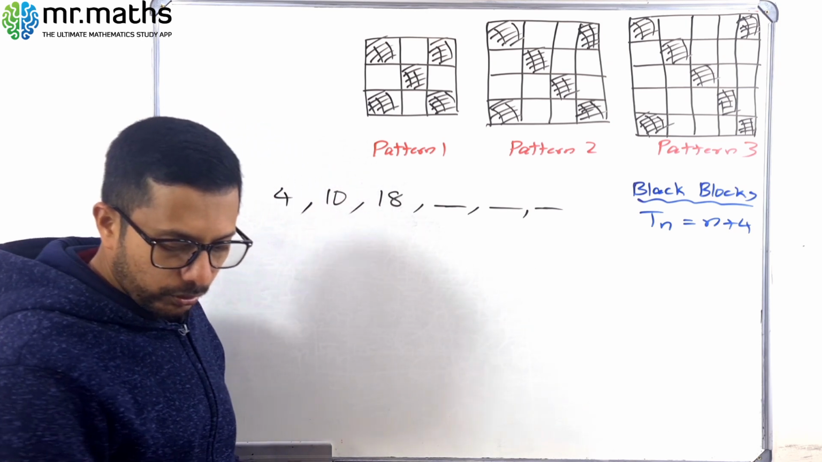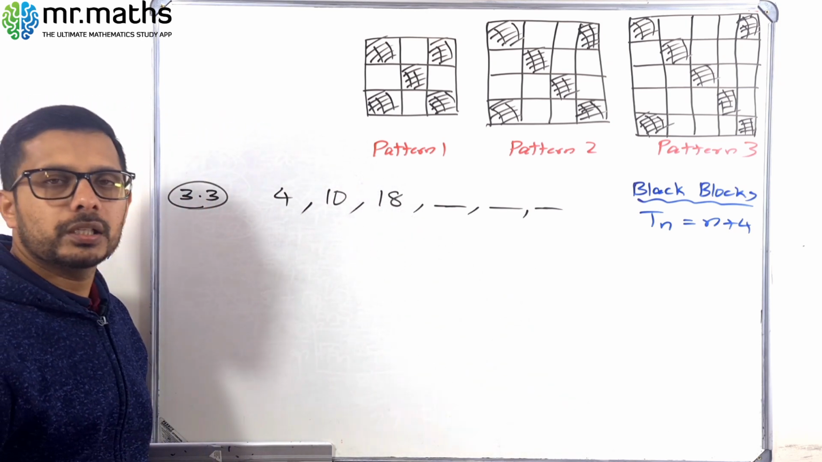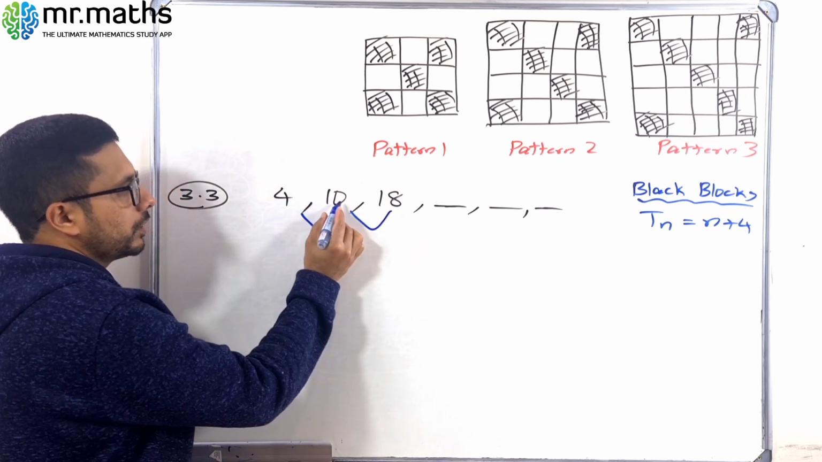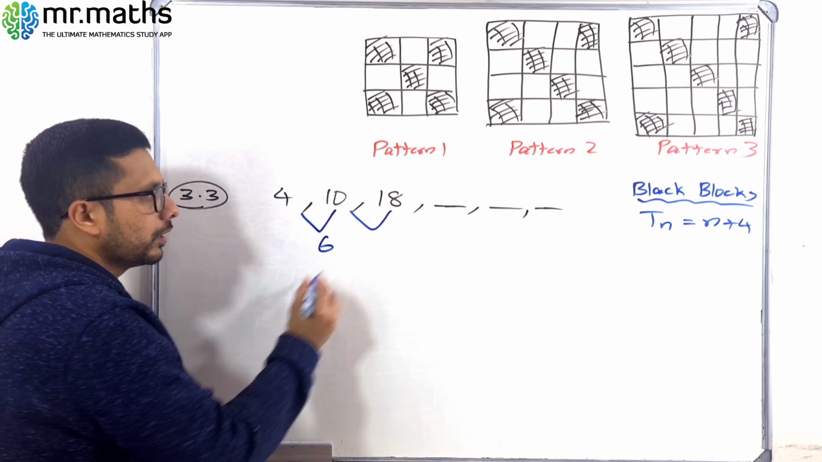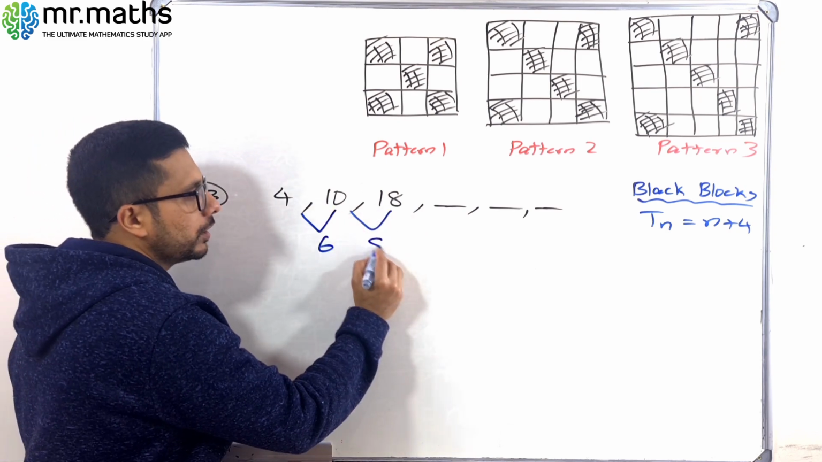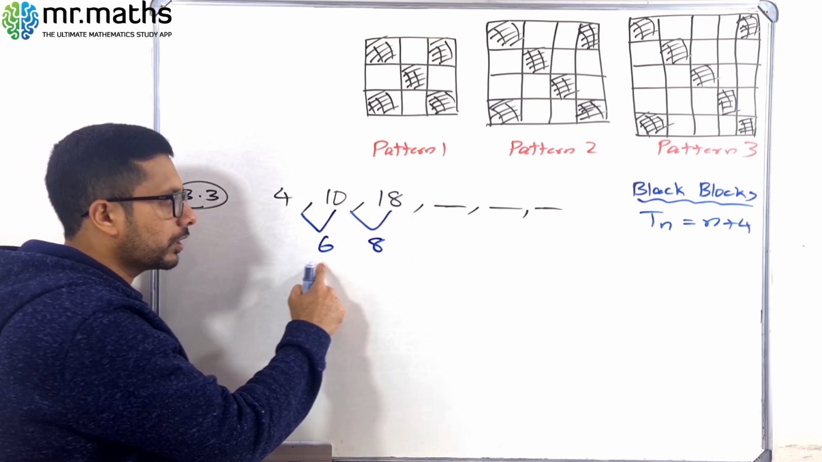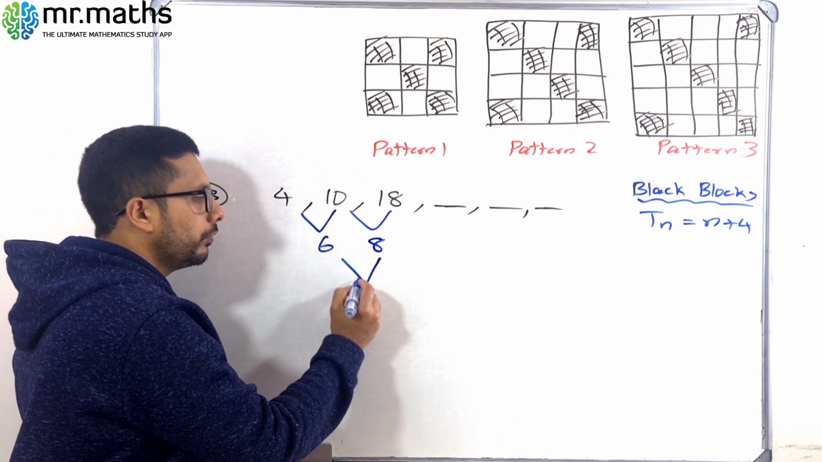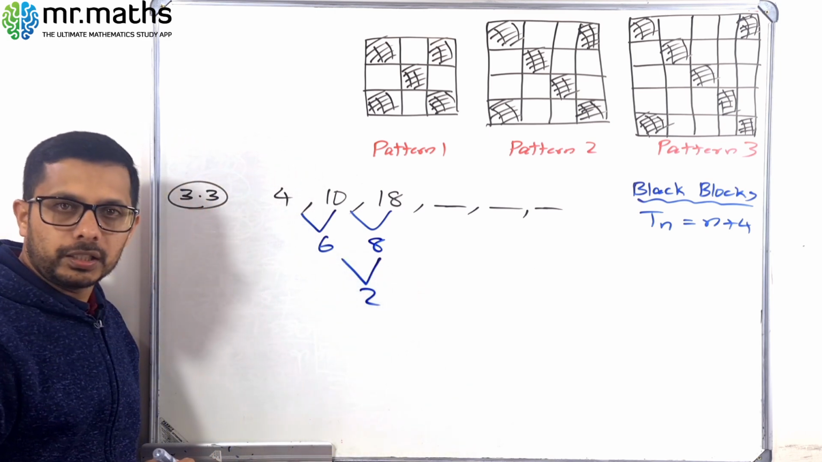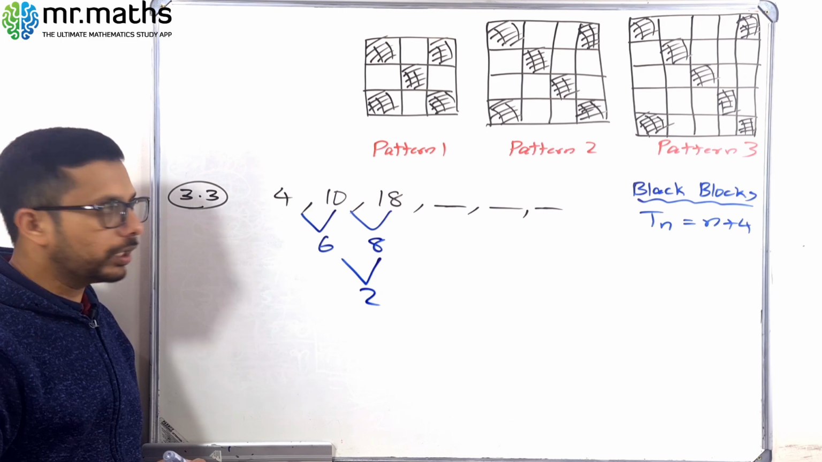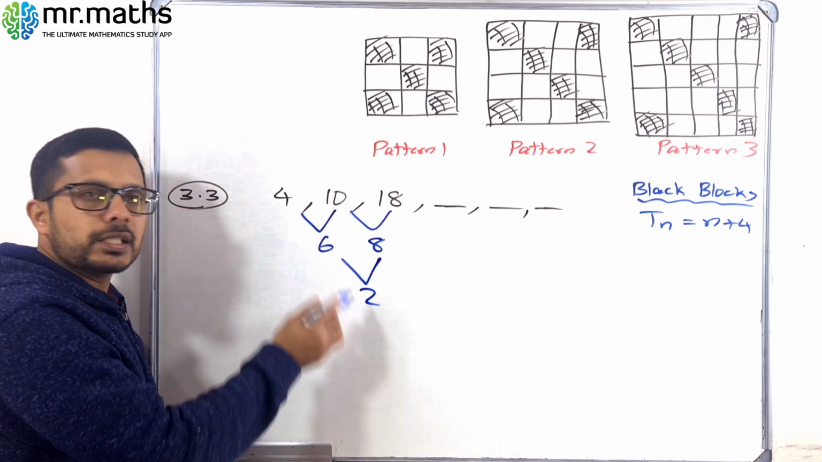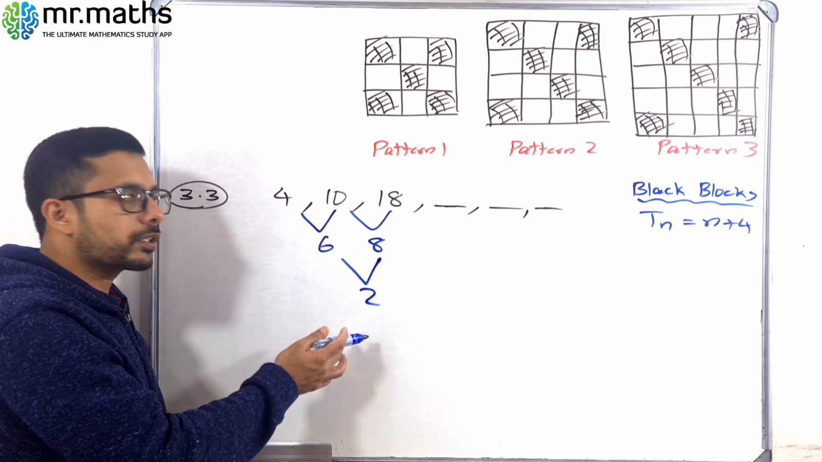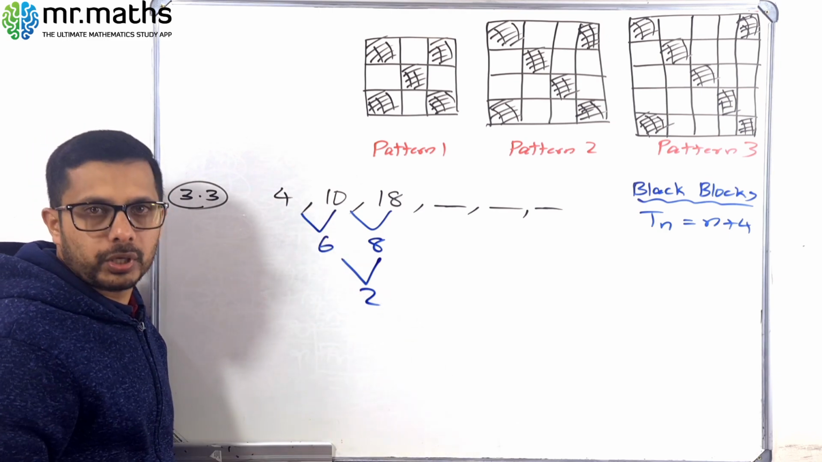Now look at this sequence. What type of sequence is this? Let's try to find the first difference. 10 minus 4, it is 6. 18 minus 10, that is 8. It's not the same. That means it's not an arithmetic sequence. Now if you try to find the second difference, it is 2. Anyway, it is not geometric and it is not arithmetic. So something like this is a quadratic sequence.